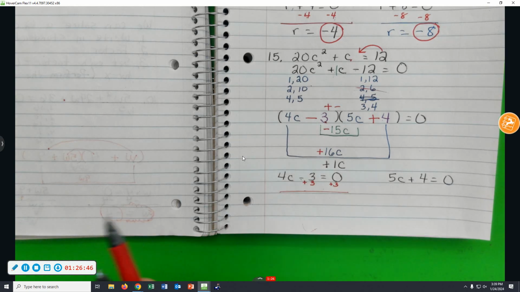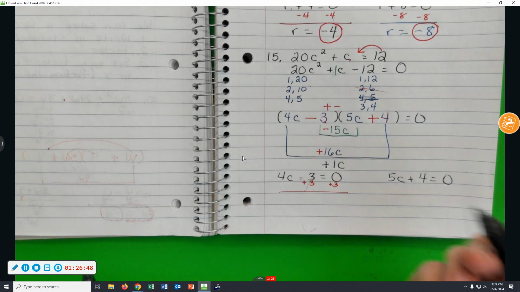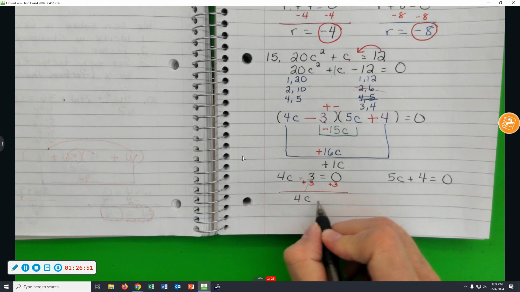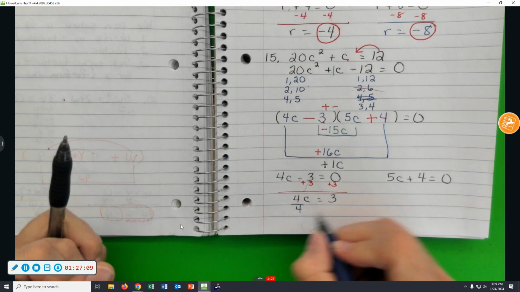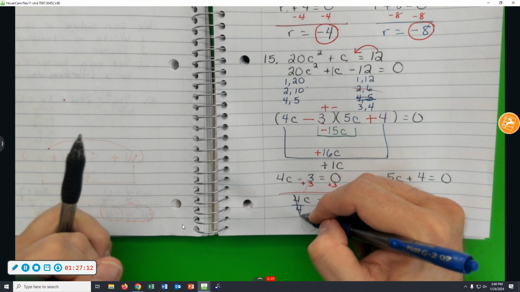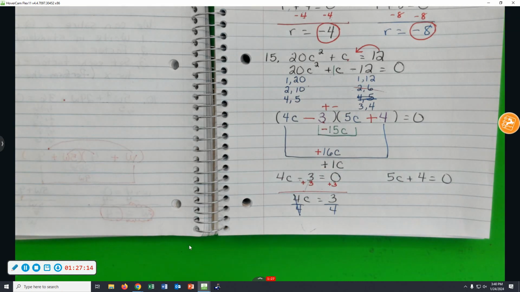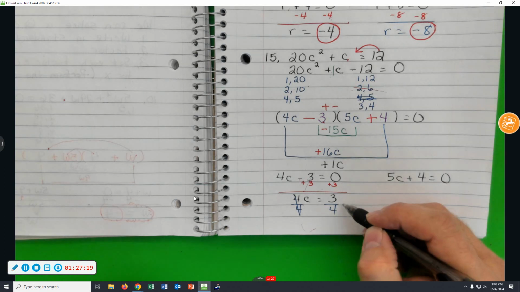So we have 4C. Over here the 3's are gone, so just 4C equals 3. Or you could think to yourself, pick up the negative 3, move it over, and it becomes a positive. That's how I'm going to do the next one. And then what do we do to undo that 4 times C? Divide by 4. So we're using division at this point. The 4's cancel. What number are we going to have to type in as our answer? 3 over 4. Good.